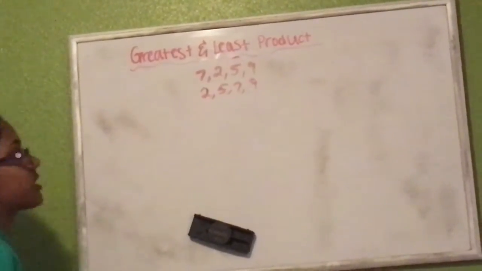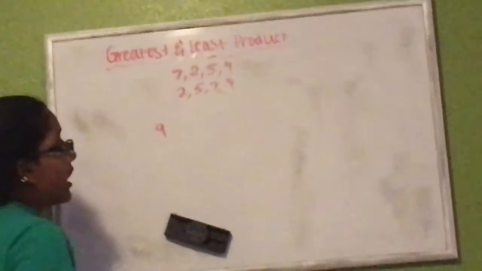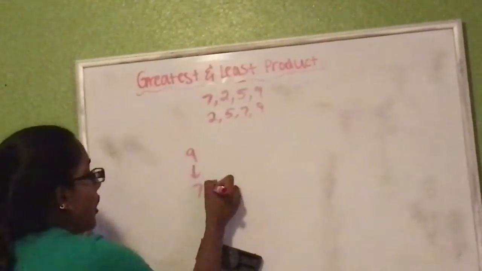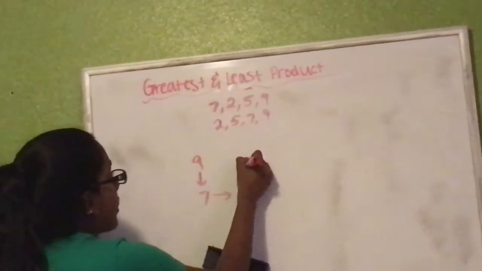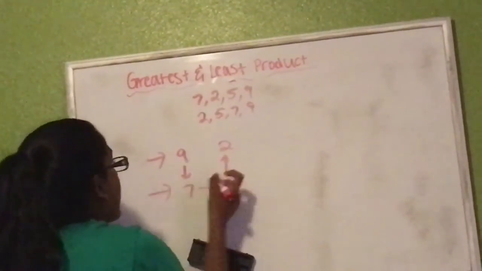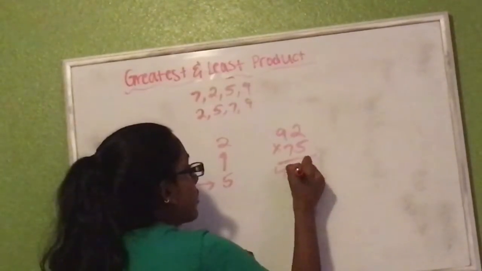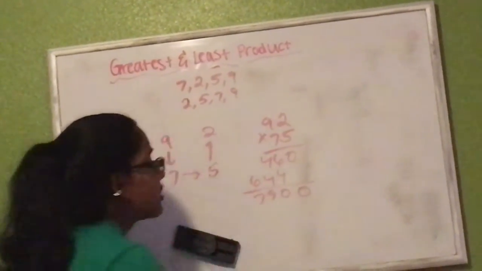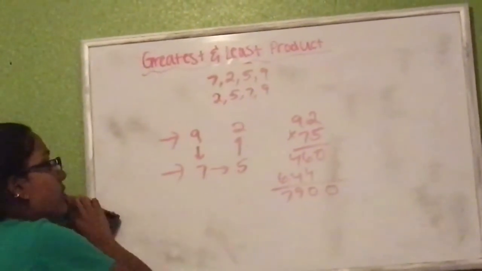So our first step is to start out with the greatest number. So we have 9. Then we go to our second greatest, which is 7. Finally, we go to our third greatest number, which is 5. And then we go to 2. So these are our 2-digit numbers right here. So we have 92 times 75, which is 7,900. Okay, so far so good.